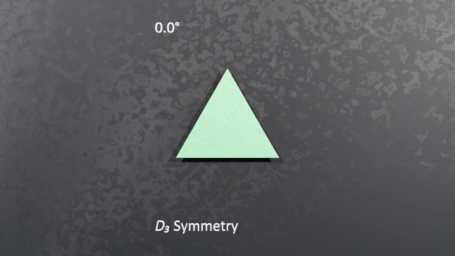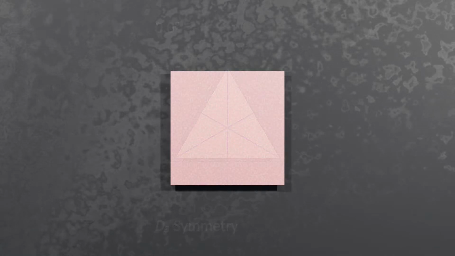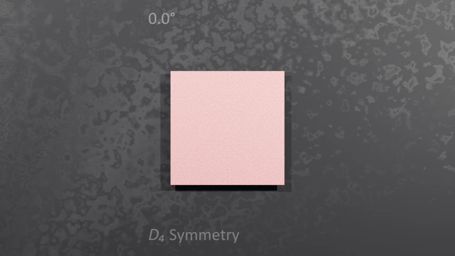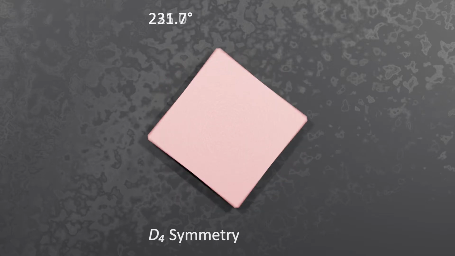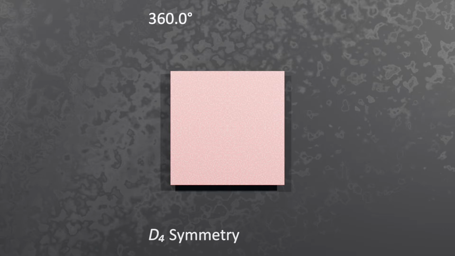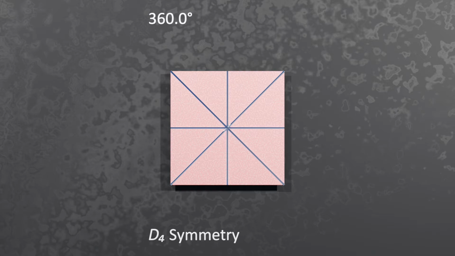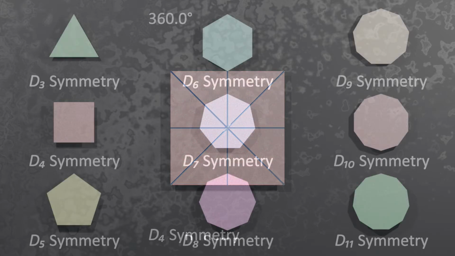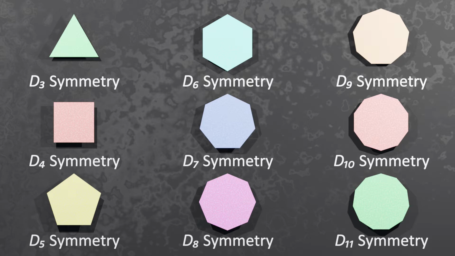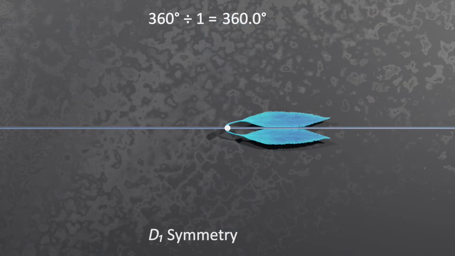I'm going to represent mirror symmetry by using lines instead of actual mirrors. Here, the square is indistinguishable under rotations of 90 degrees and by reflection in 4 mirror planes. In fact, all regular polygons obey dihedral symmetry. For dihedral symmetry of order n, there are n rotations and n reflections.